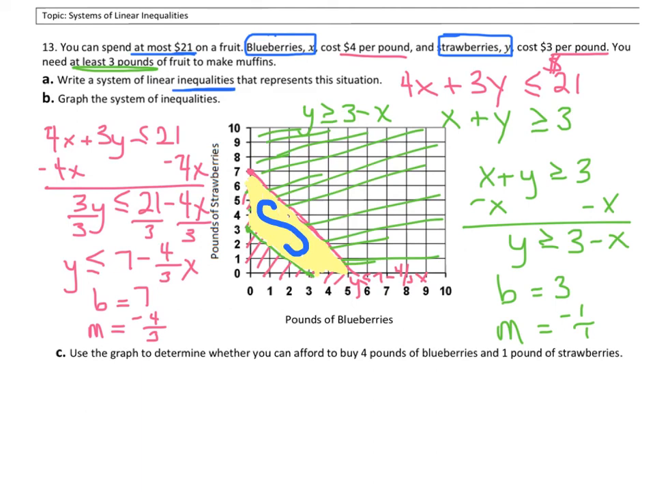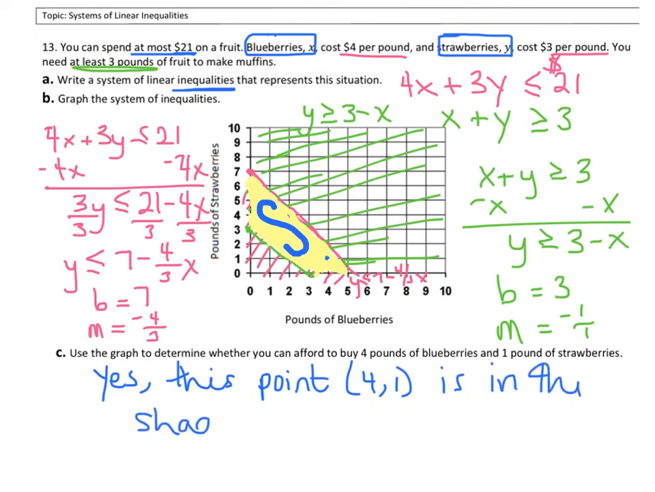So part C says use the graph to determine whether you can afford to buy 4 pounds of strawberries, so over to 4 pounds of strawberries and 1 pound of blueberry. So that would be this point right here, which we can clearly see is in our solution zone. It's right here. And so we would say yes, this point, which of course would be 4, 1, is in the shaded region. Okay, so that's how we complete that one.